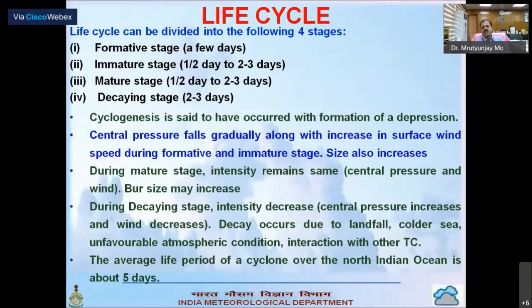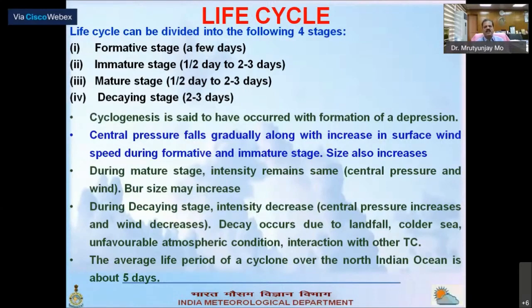So in the formative stage, which is also called cyclogenesis, the genesis is taking place. At that time, a low pressure area converts into a depression. We say a cyclogenesis has occurred over Bay of Bengal or Arabian Sea if a depression forms. With the formation of a depression, it is called cyclogenesis throughout the world. That formation of depression from low pressure area can occur within a few days. Usually in 3 days, we get the conversion of low pressure into a depression. But sometimes it can happen in 1 day also. There is a rapid intensification. Low pressure can become a depression within a day. But usually it takes about 3 days.